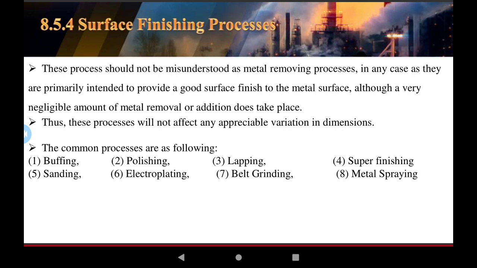The surface finishing process of the material is carried out with the help of machines and other equipment. This process should not be confused with the metal removing process. It is introduced to provide a good surface finish on the metal surface, with a very negligible amount of metal removal, and in addition to coating of the plate.